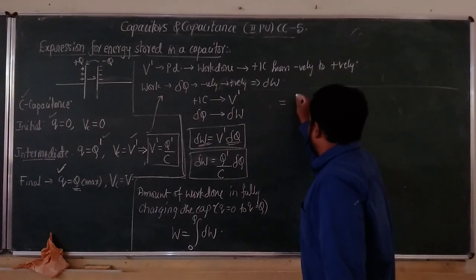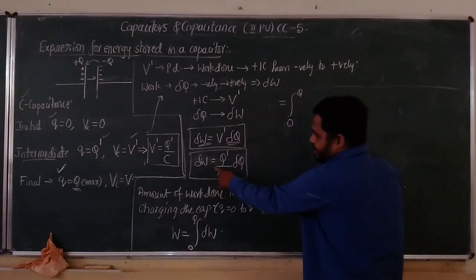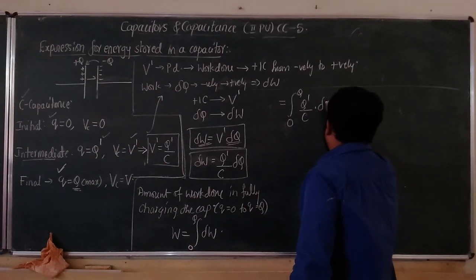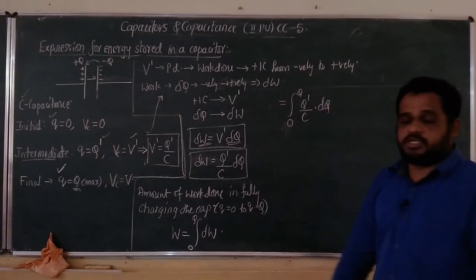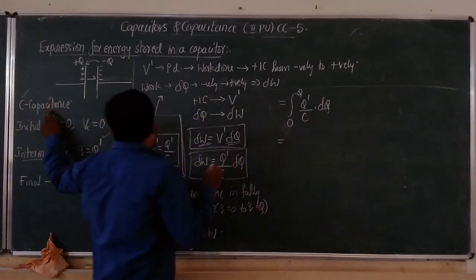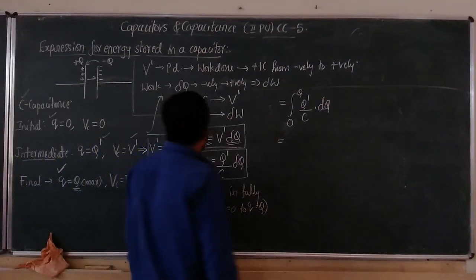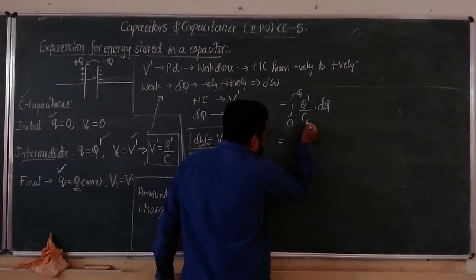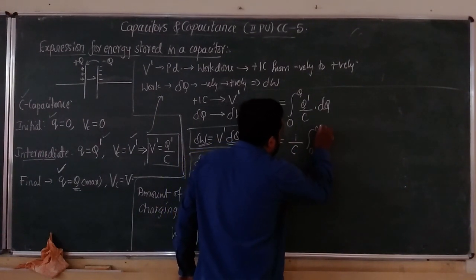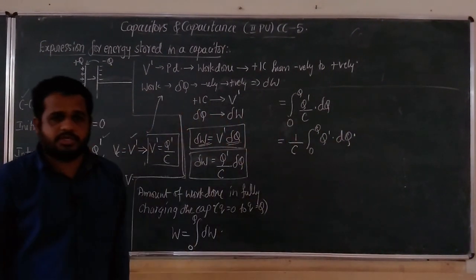So that is equal to the integral from 0 to Q. Now what is delta W? Delta W is Q dash divided by C, into delta Q or simply dQ. Now what is C? C is the capacitance of the capacitor, which is constant. It depends on the dimensions and the dielectric medium. So take it outside: 1 by C, which is constant, into the integral from 0 to Q of Q dash dQ.